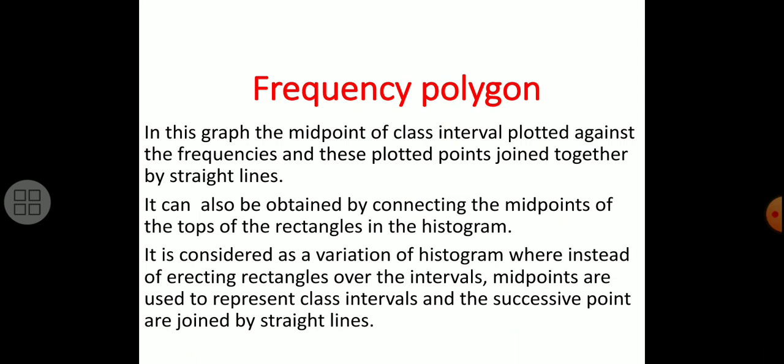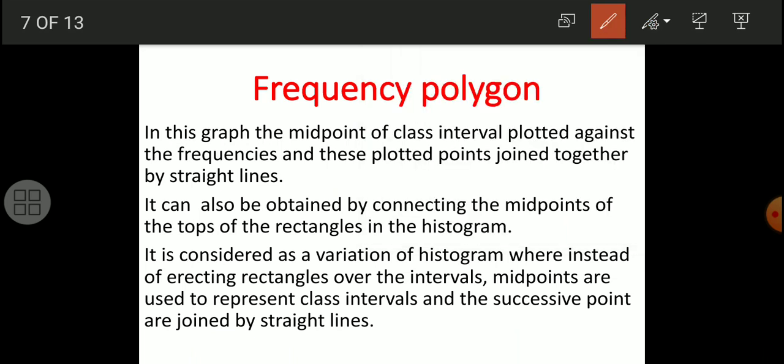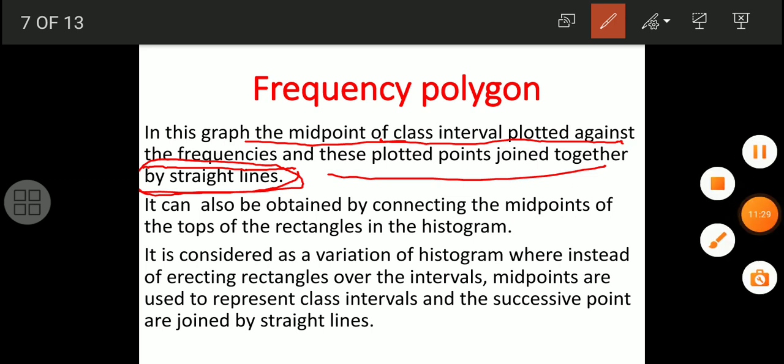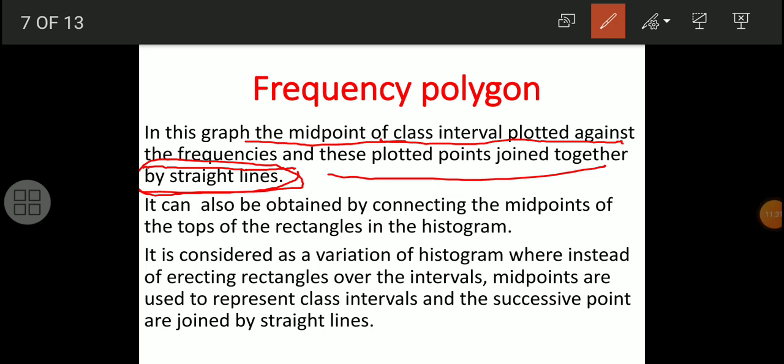Now, friends, another graphical representation of data we have to learn, that is the frequency polygon. What is this frequency polygon? Actually, in this graph, the midpoints of the class intervals are plotted against the frequency, and these plotted points are joined together by straight lines. Keep in mind, there is a difference between a frequency polygon and a frequency curve. Here, the midpoints we have to join with straight lines. Am I right? We have to join with straight lines.